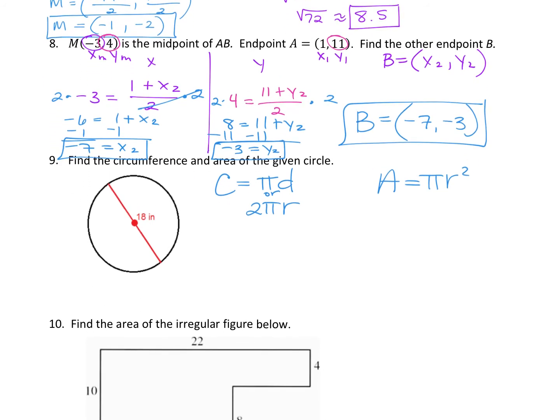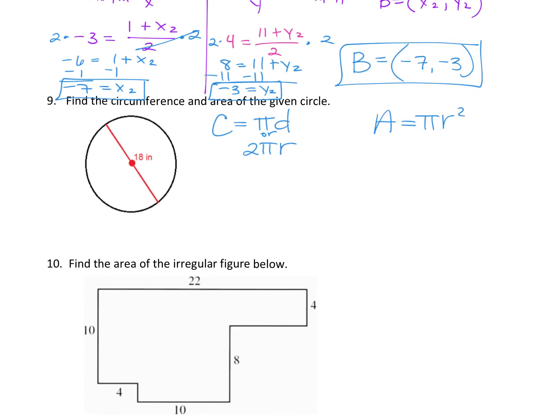So what is the circumference of a circle? Is this a radius or a diameter, by the way? That's a diameter. Remember, diameter is a longer word. The diameter is longer than the radius, okay? So given a diameter of 18, if I say in terms of pi, what would your answer be? 18 pi inches, right? It's the pi times the diameter. Don't plug it into your calculator.